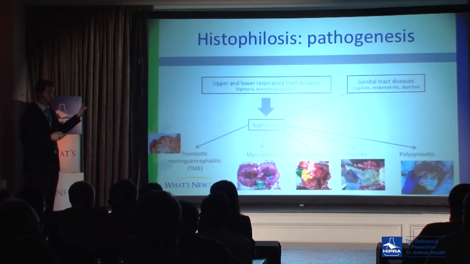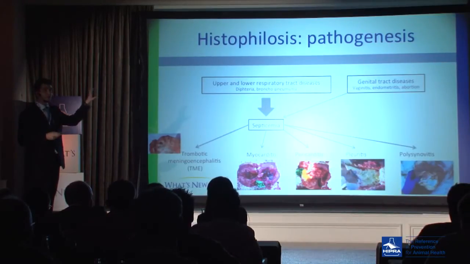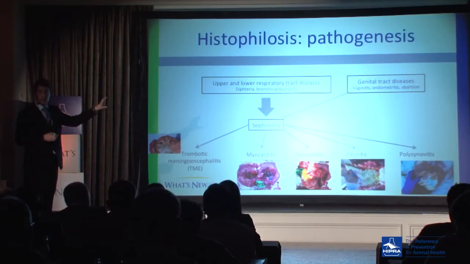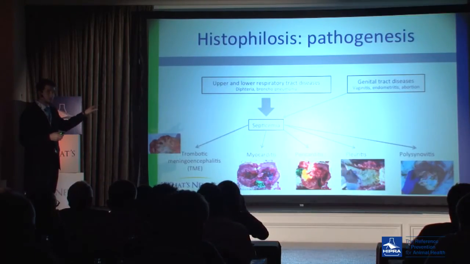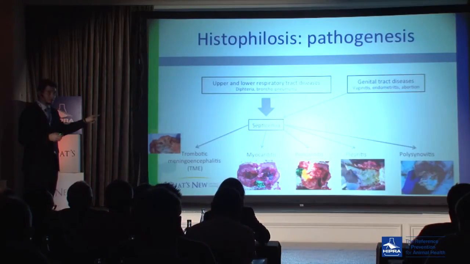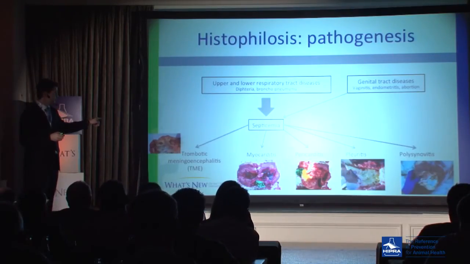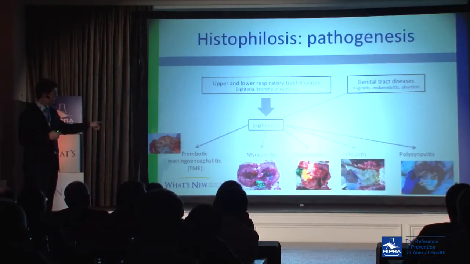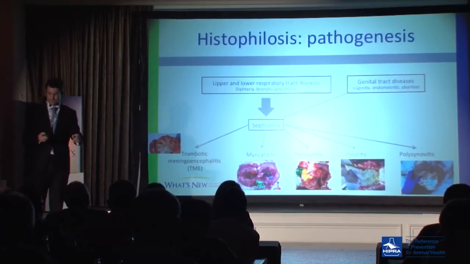It can invade the upper and lower respiratory tract and create disease. I will go back to that later on. It can also invade the genital tract, especially of females, leading to vaginitis, endometritis, and abortion. And these strains can also invade the circulatory system, creating a septicemia with secondary localization in the brain, creating thrombotic meningoencephalitis, in the heart, creating a myocarditis, in the pericardium, creating a pericarditis, pleuritis, and in the joints, creating polysynovitis.